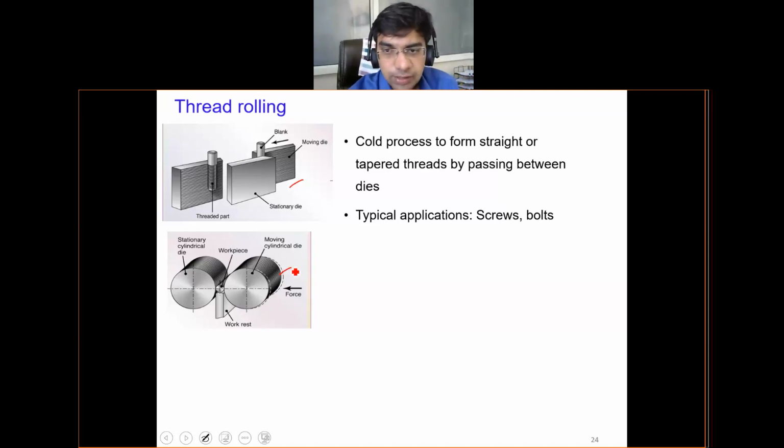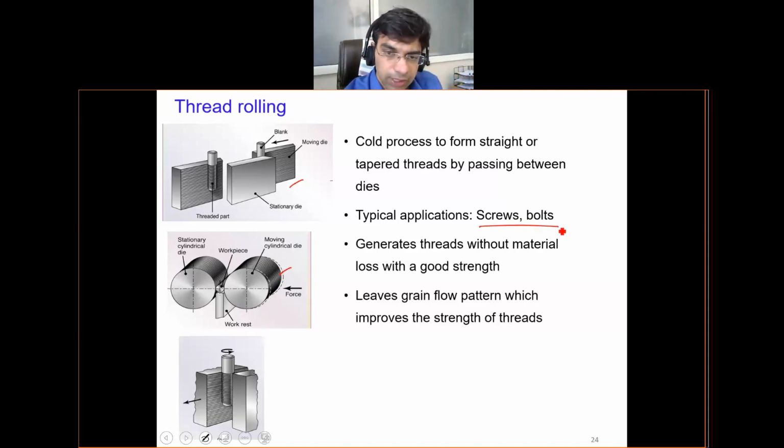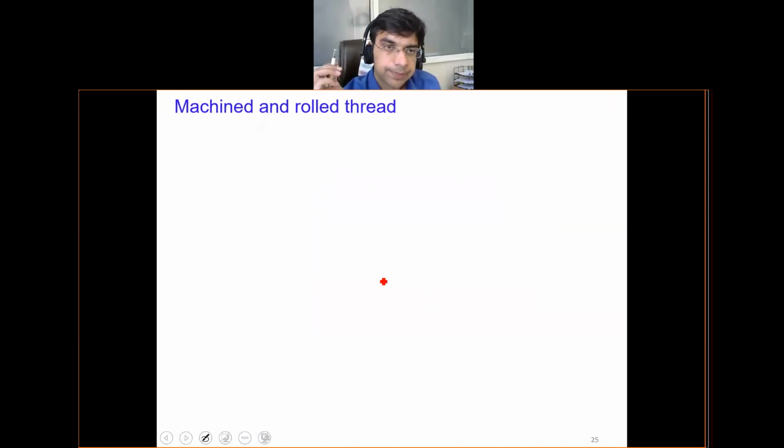So this is a very quick method to make threads other than machining processes. They are used to make screws, nuts and bolts, etc. Again, this process is linked through an actual video, where you will see the thread being made without any loss of material. If you do thread cutting with a machining process, material will be lost in the form of chips, and that is not the case in the thread rolling process.